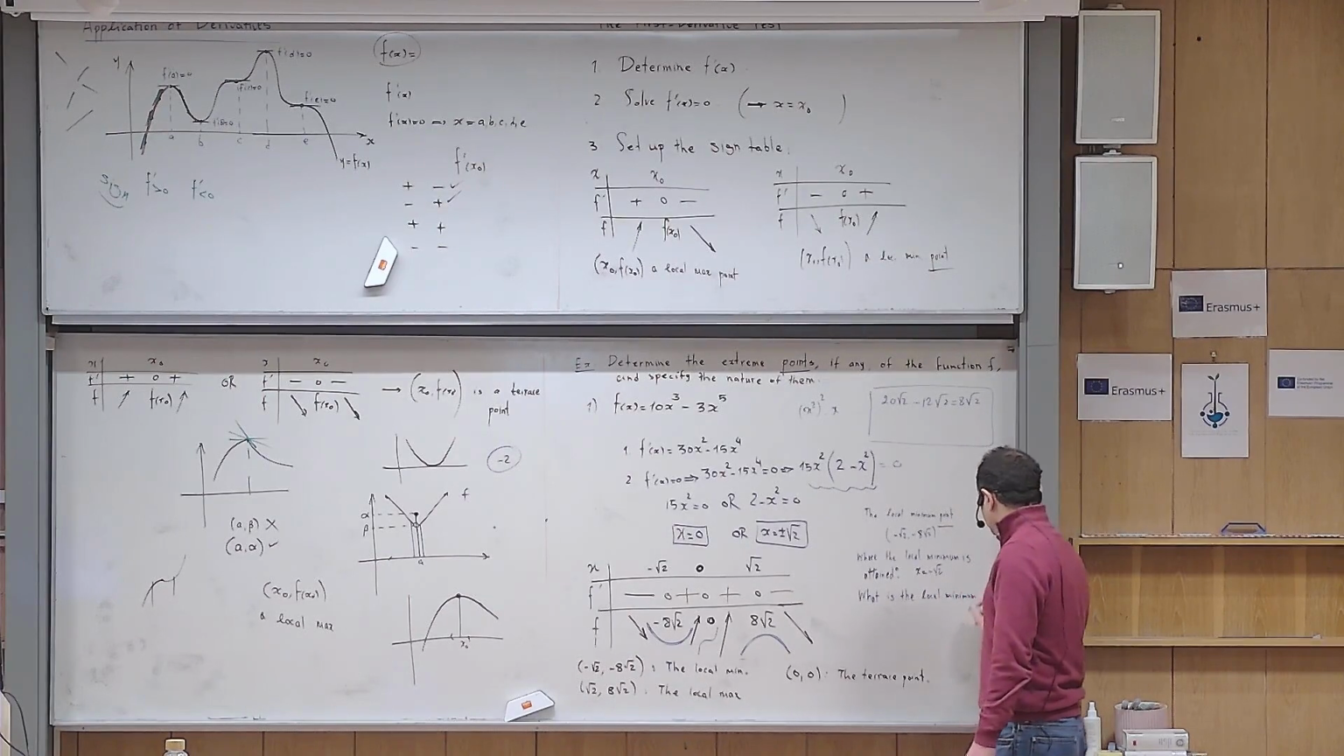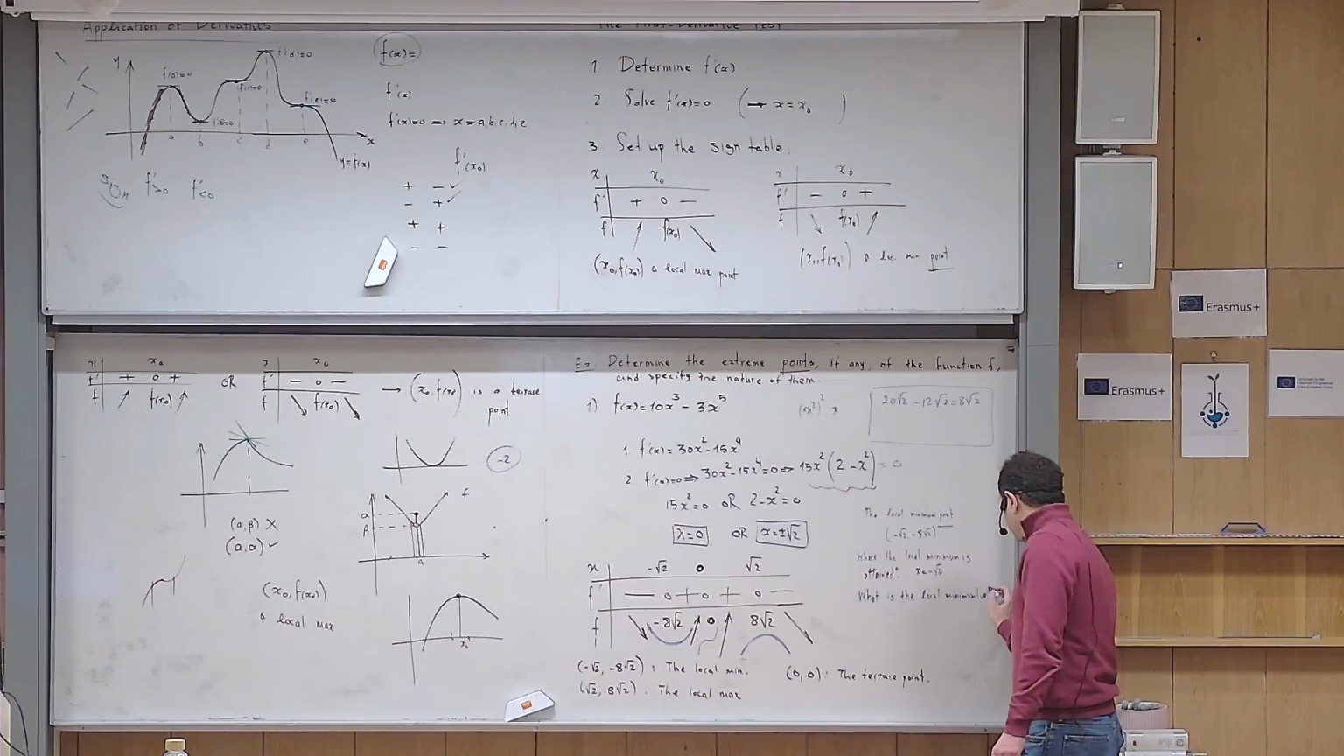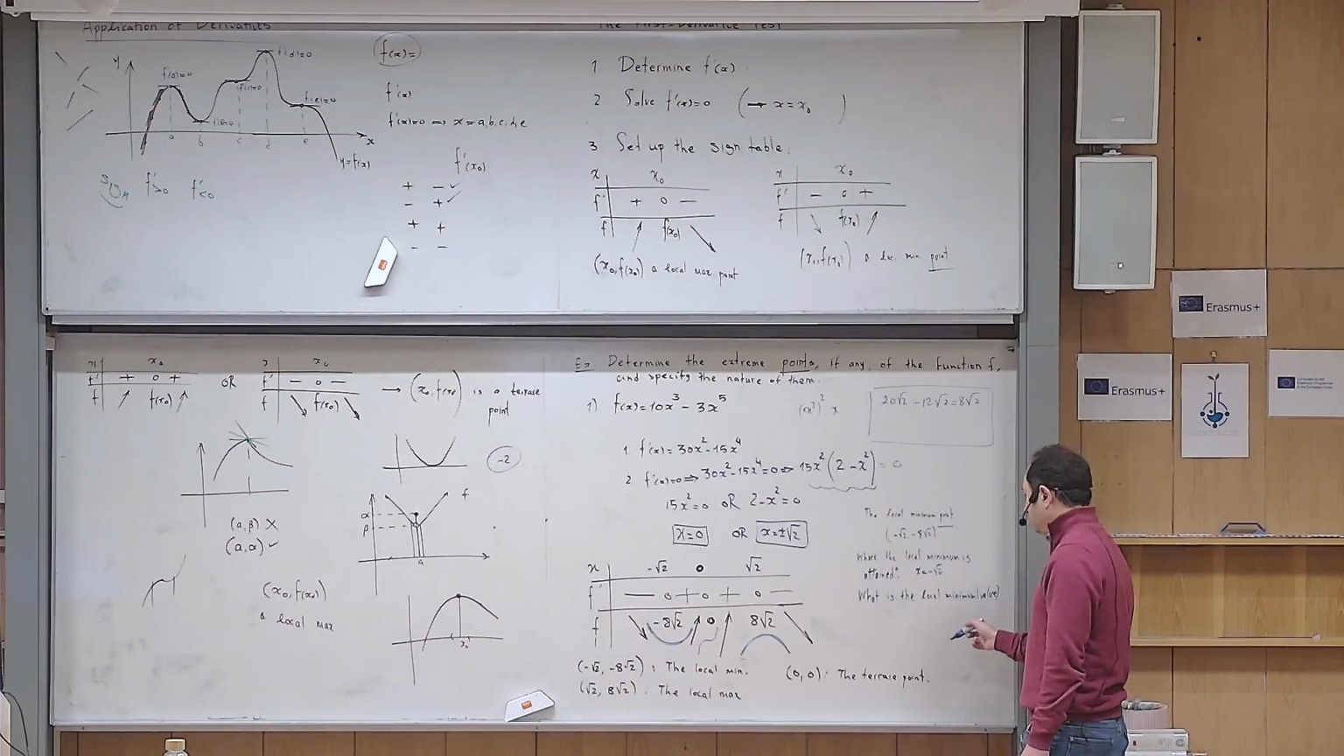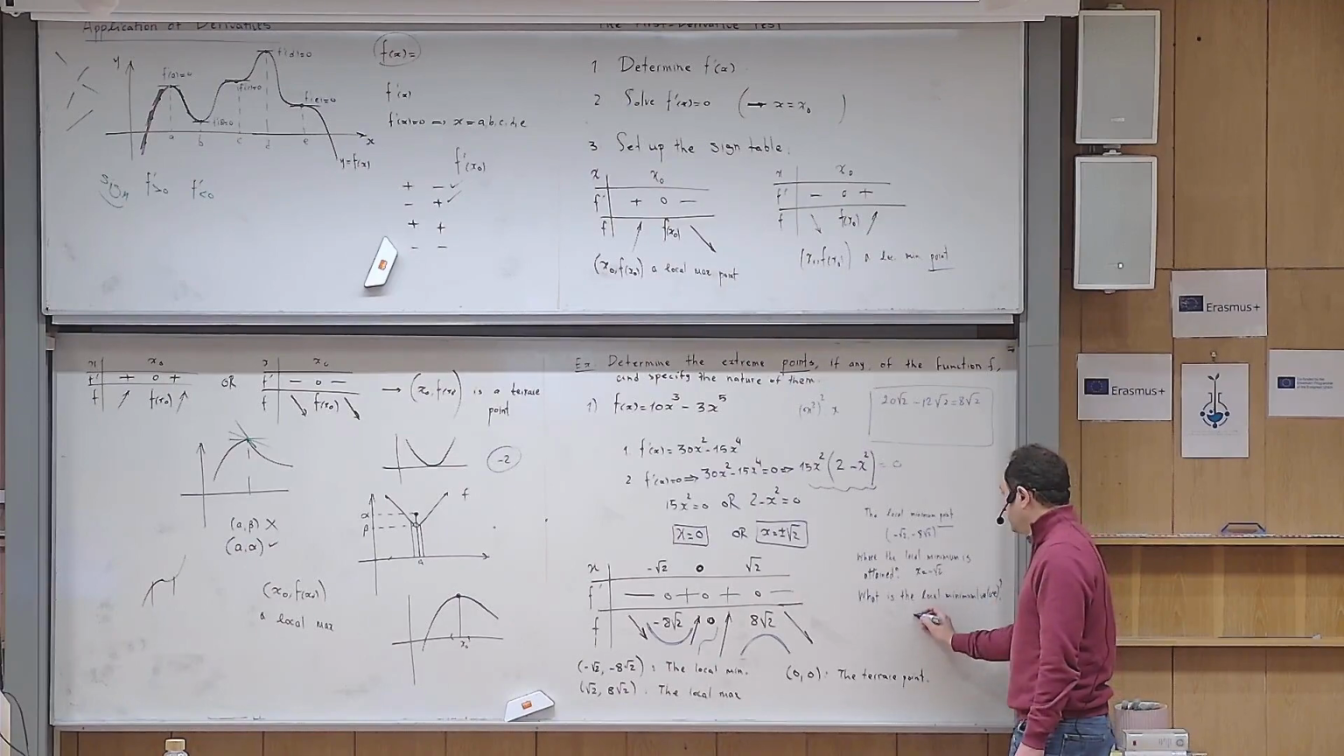Sometimes they emphasize and put value also. Either they can ask you, what is the local minimum? Or they can ask you, what is the local minimum value? Then you answer what? Minus 8 square root of 2.